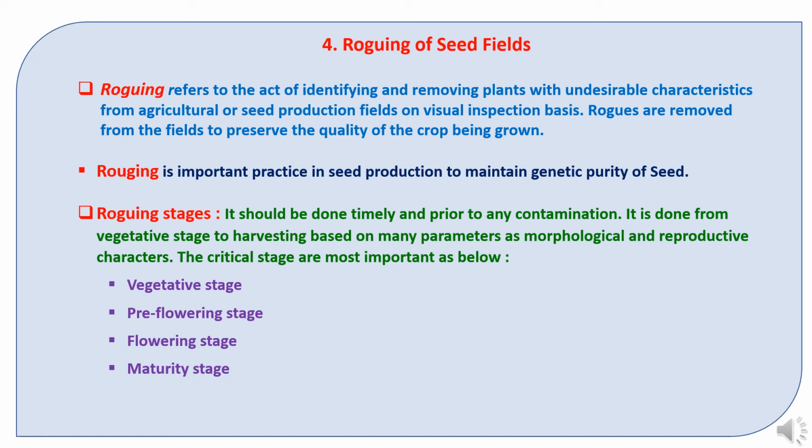There are different rogueing stages which vary from crop to crop. The rogueing should be done timely and prior to any contamination. Rogueing is done from the vegetative stage to the harvesting stage based on many parameters such as morphological and reproductive characteristics. The critical stages which are most important are the vegetative stage, pre-flowering stage, flowering stage and maturity stage. So rogueing should be done without fail and strictly to remove all off-types or rogue plants which are undesirable and unwanted.